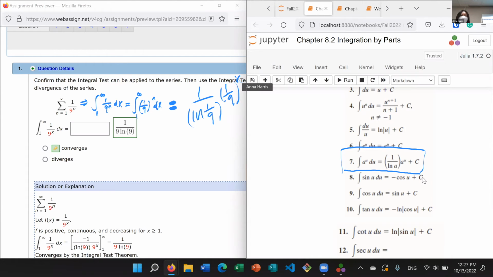Okay, that's what I have. I'm just plugging into my formula. That's what my formula says. If I have A to the U, I do what? 1 over natural log of A times A to the U. So that's what I did. Okay, now I need to do what? Evaluating n equal to 1 and n equal to what? Infinity. So I need to take a limit.